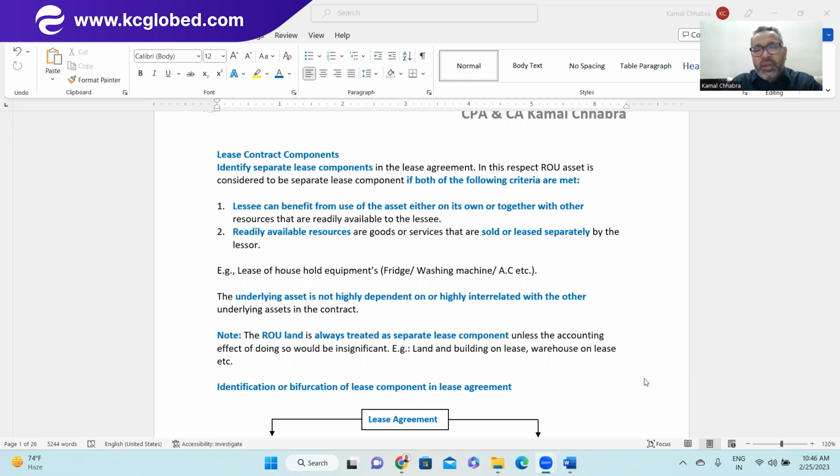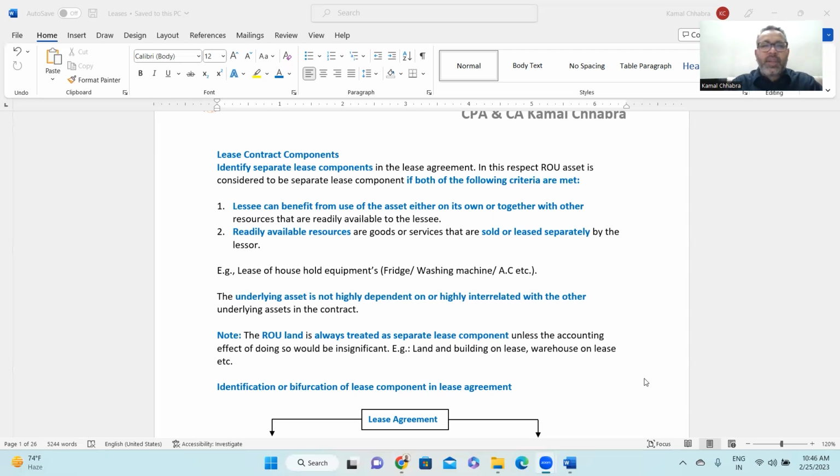There might be a single lease contract in which you are giving a building on rent, you might be giving office equipment on rent, you might be giving furniture on rent, and you might be providing AMC services, cleaning services or plumbing services, everything in a bundle of a single contract. Here, as an accountant or as an auditor, it is our responsibility to identify the component of each lease. So land and building might be a separate component, office equipment might be a separate component, office furniture might be a separate component, right?